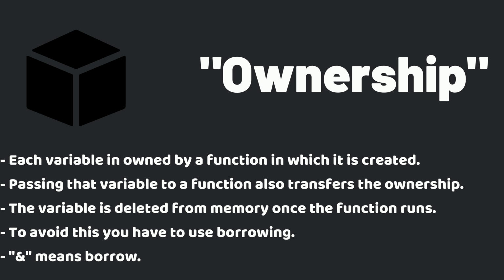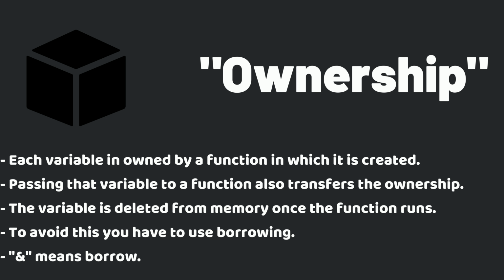Each variable in a function is owned by the function, and when we pass that variable to a new function, the new function is the new owner of that variable. And once that new function runs and finishes, the variable is deleted from memory. So if you use it further in code, you'll get errors. If you want to use that data further in code, you have to borrow it.